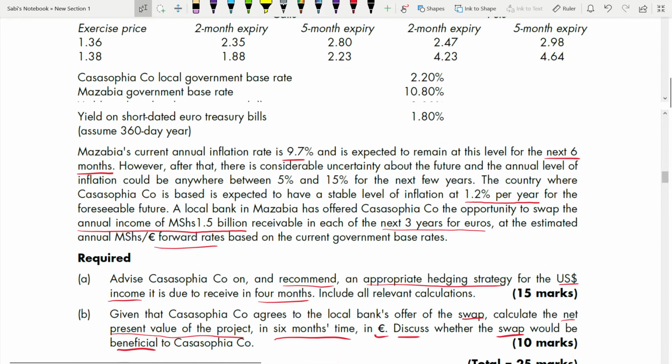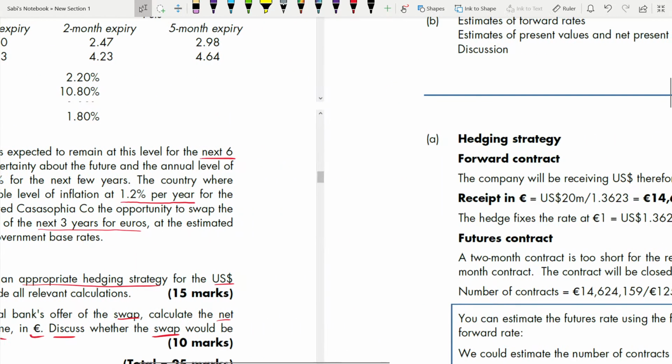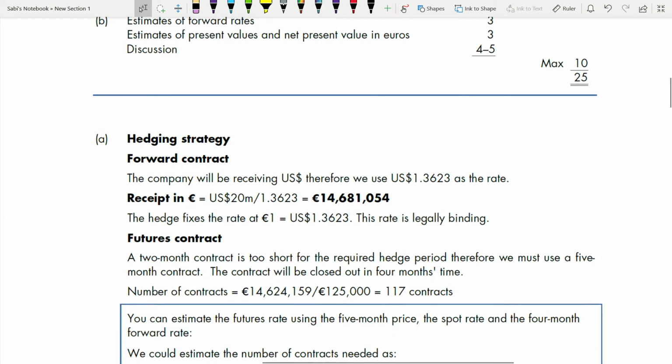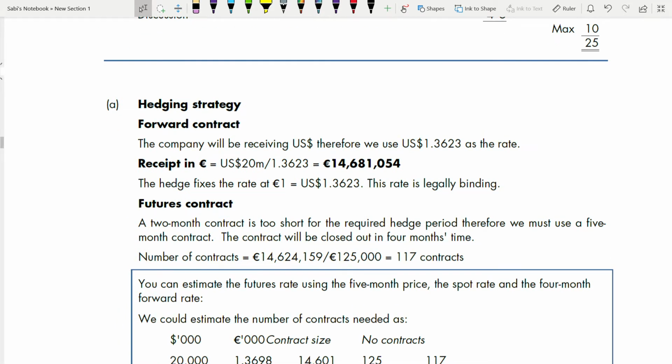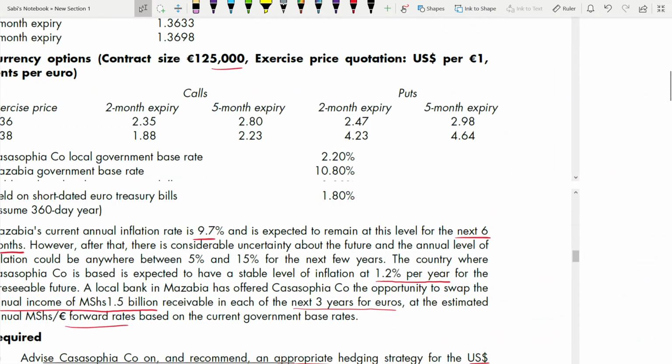Now, first we have to look at which hedging strategy. So first we are going to do only the hedging part, not the net present value. The marking scheme and the top tips by the examiner we are going to cover at the end of this video. First we are going to start with the forward, because forward is the easiest. It is easier to start with hedging strategies for a receipt. The company will receive US dollars, therefore we use the rate. Which rate you have to use? You are receiving.